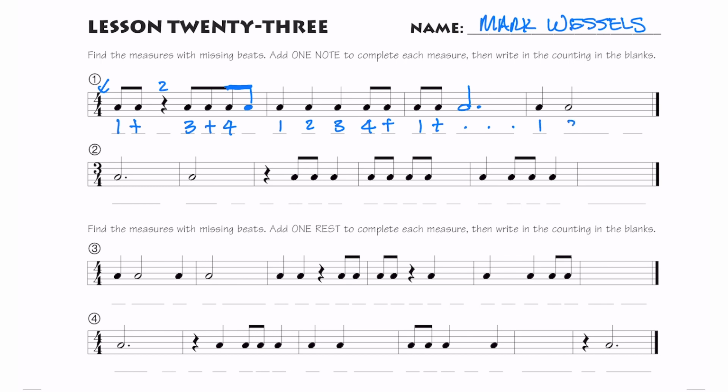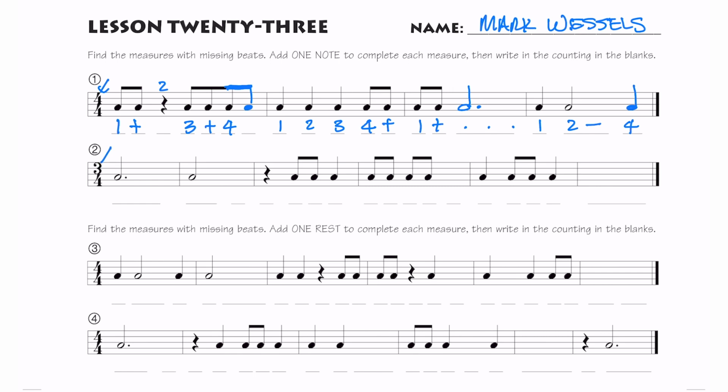Next measure, 1, 2, 3. I'm missing my count 4. So what gets 1 count? A quarter note. All right, this is pretty simple. It's just basically music math. You just have to remember, especially, that eighth notes are only half of a beat. So if you're missing an eighth note, it'll be half a beat short.